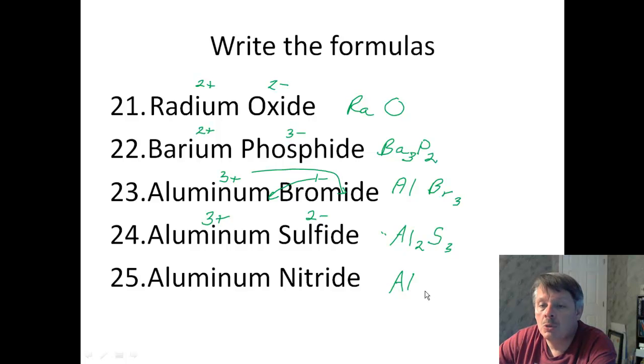How about aluminum and nitride, which is nitrogen? Aluminum has a 3+ charge. Nitrogen has a 3- charge. They cancel each other out. AlN is our final answer.